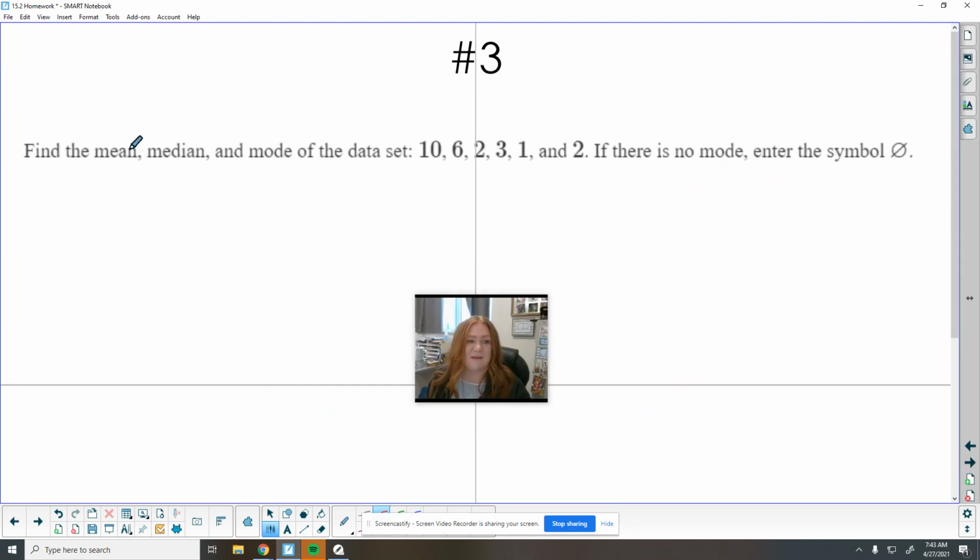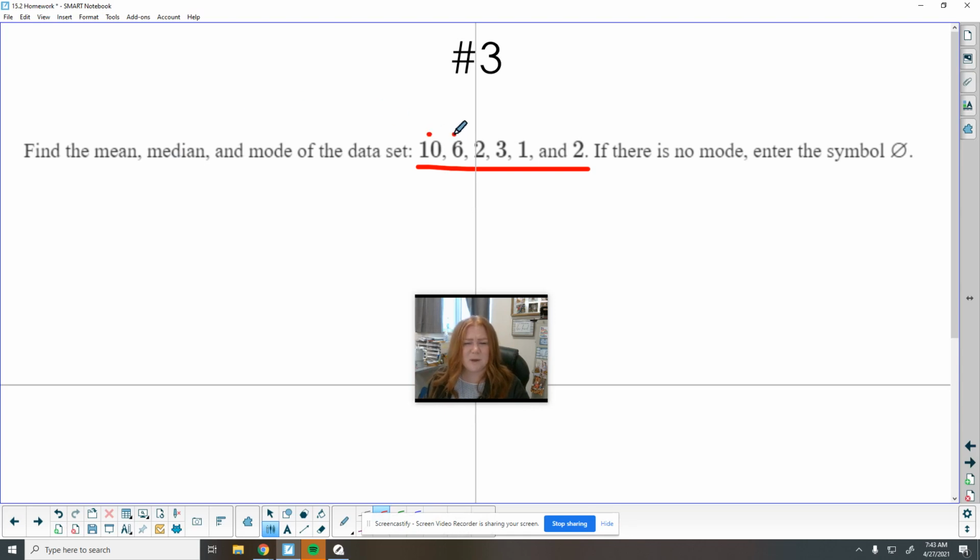Number 3, we want to find the mean, median, and mode of this data. So here's that. If there's no mode, there will be a symbol on your little calculator thing to put in no. So not just a 0, put in no. There's nothing. So the mean, we want to add these up, divide by how many there are. Median, put them in order, least to greatest, find the middle.